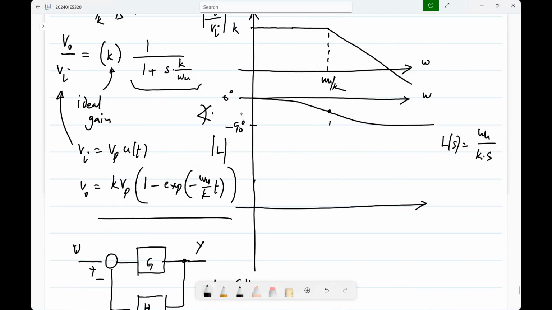Straight line. Then what is the significant part of the straight line? It is a straight line with a minus 20 dB slope, and it crosses unity at omega u by k. Okay. So earlier we had got omega u by k there. Now we have got it there. Now is there any relationship, or is there one more coincidence?